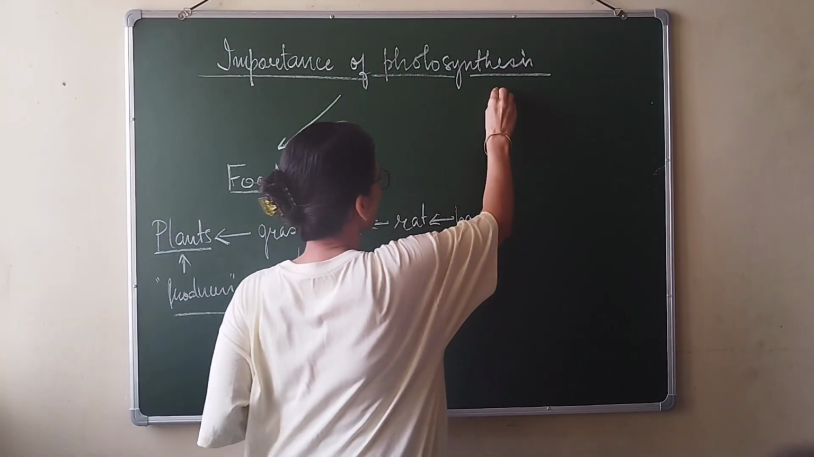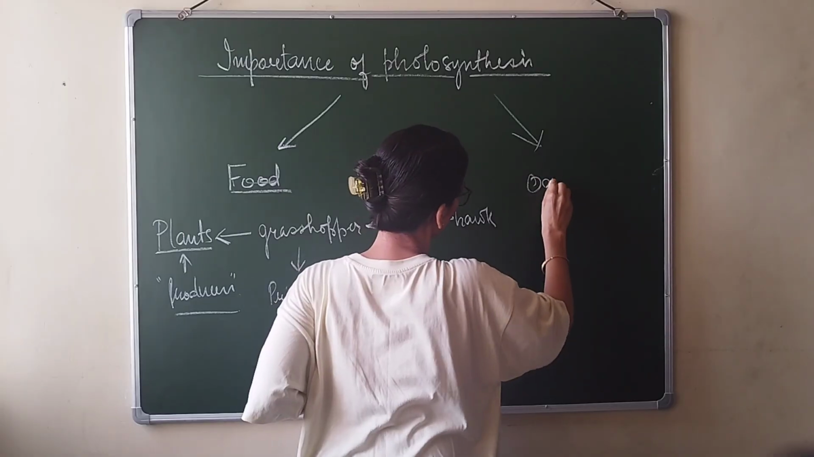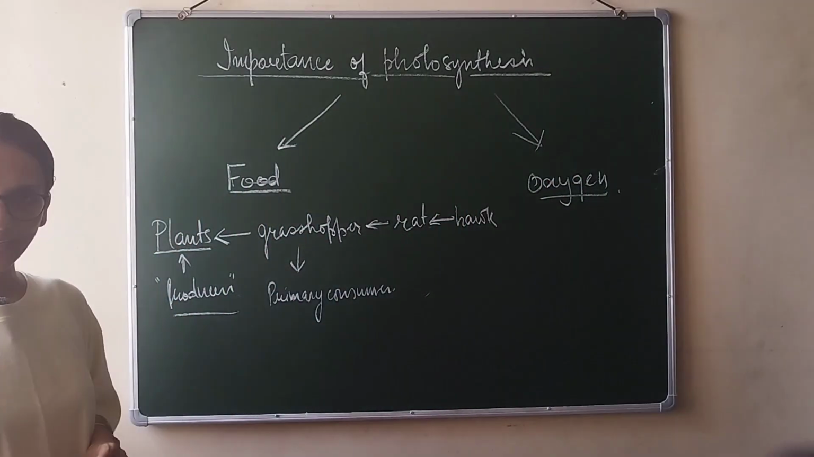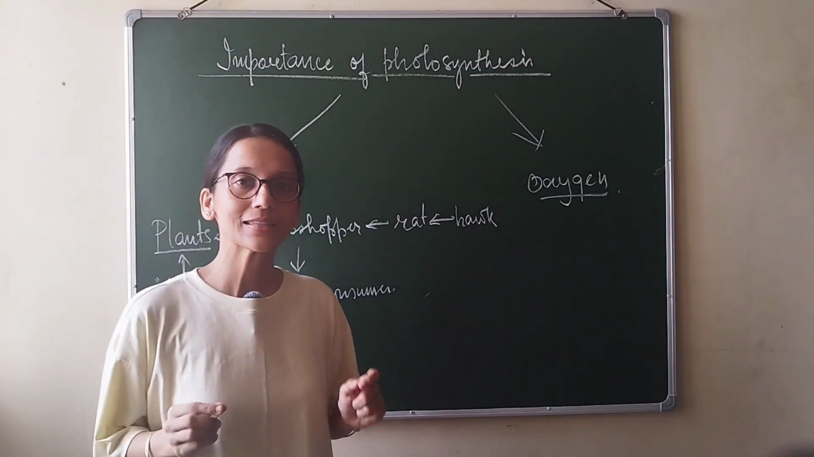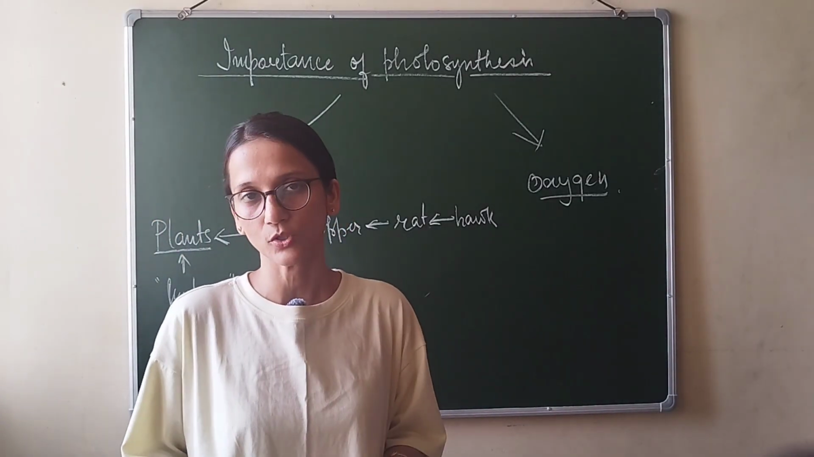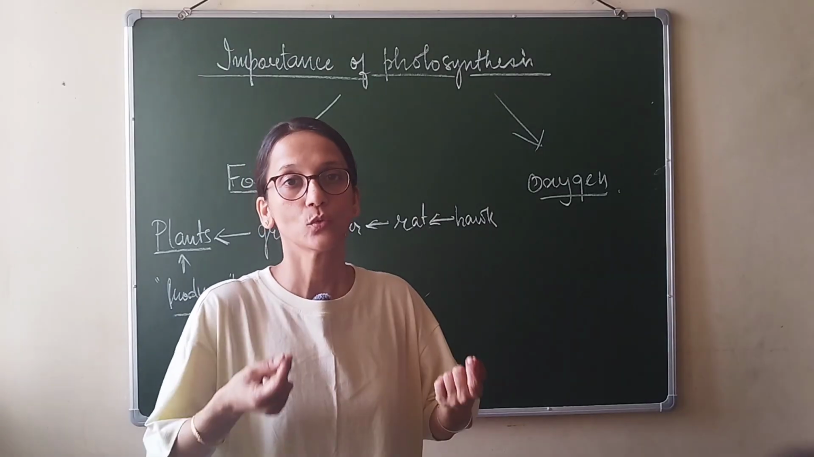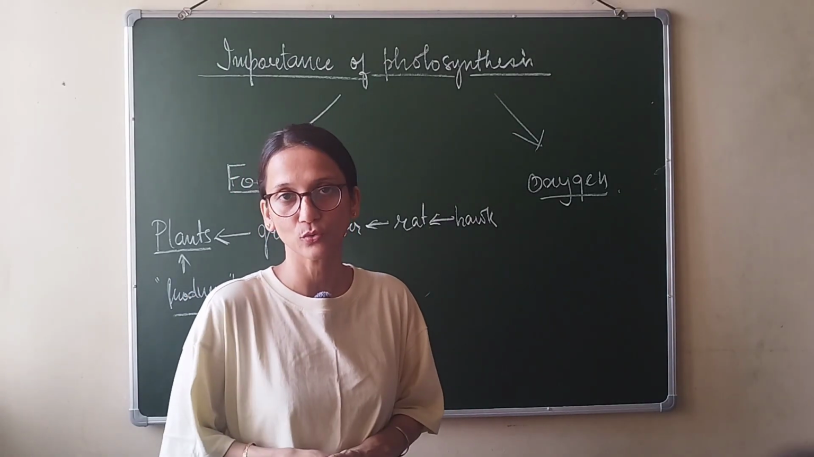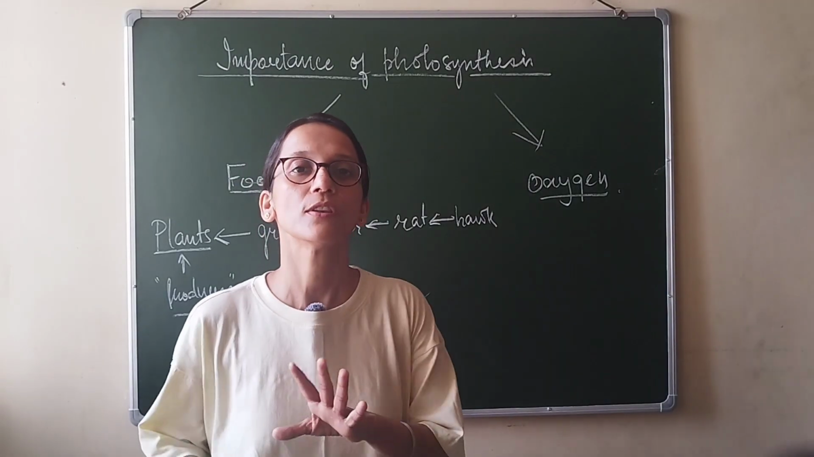Next very important thing that is produced during this process is oxygen. We all know this is the process by which oxygen gas gets liberated and oxygen gas is necessary for all the living organisms to produce energy. अब कोई भी खाना जो खाते हैं उसको break down करके energy release करने के लिए oxygen की ज़रूरत होती है. So if there is no oxygen we will not survive.